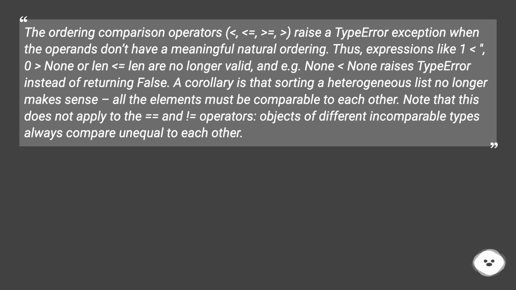A corollary is that sorting a heterogeneous list no longer makes sense; all the elements must be comparable to each other. Note that this does not apply to the == and != operators. Objects of different incomparable types always compare unequal to each other.